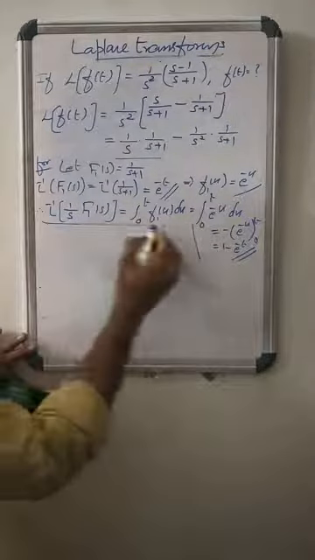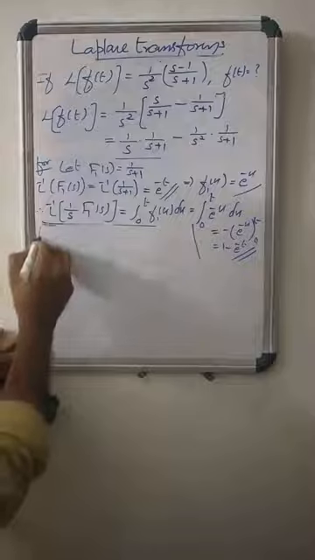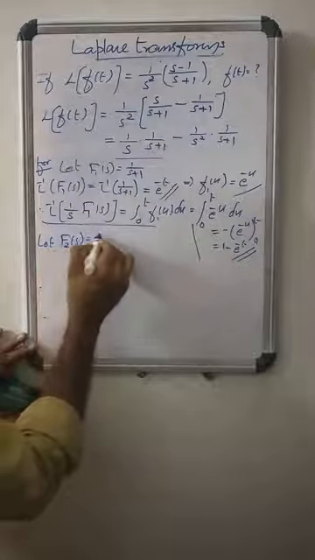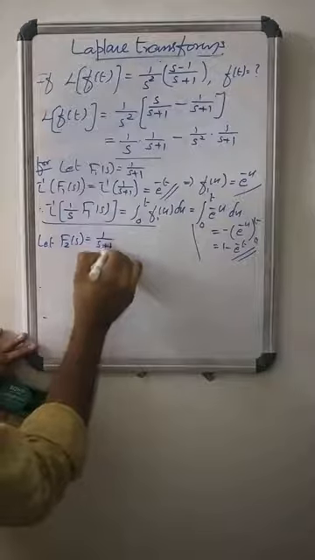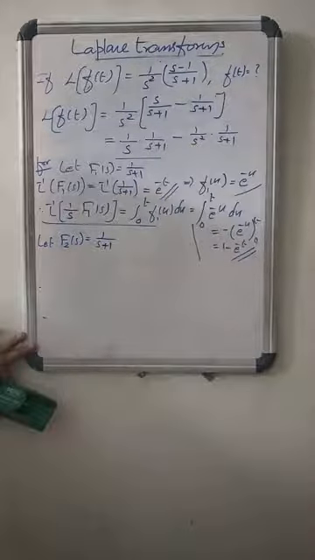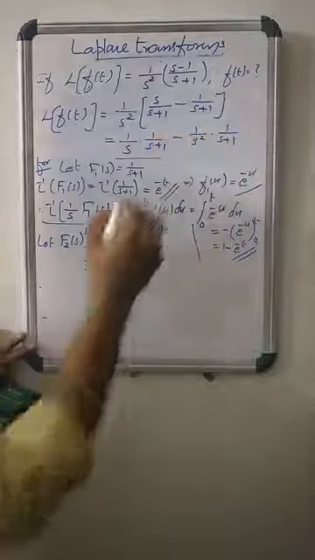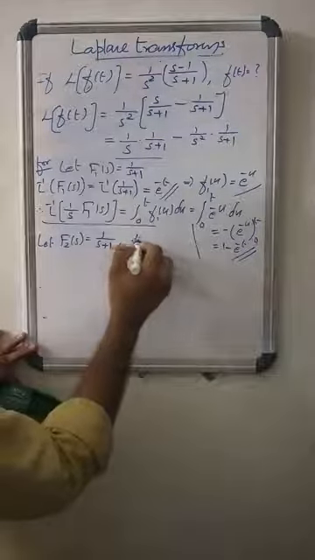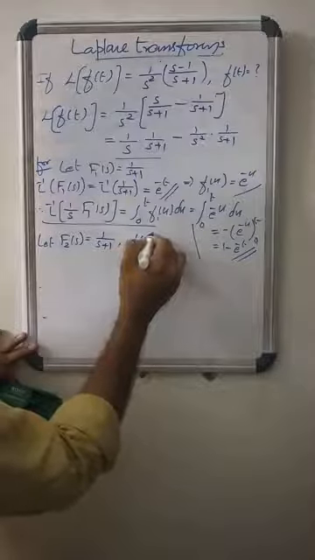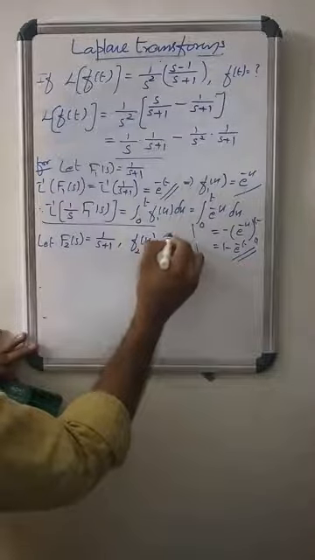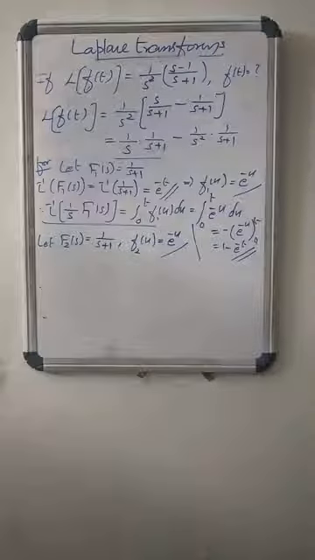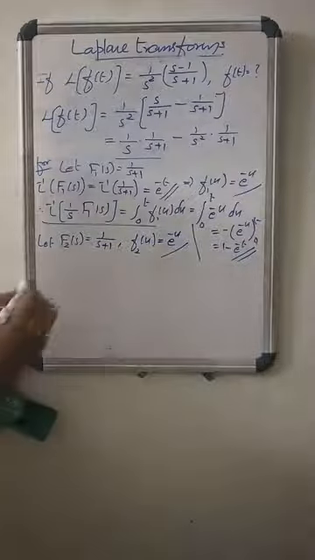Again, let us come to the second part. Let f2(s) equal 1/(s+1) also. Here also, by taking the inverse, f2(u) equals e power minus u. By the same argument, f2(u) equals e power minus u.